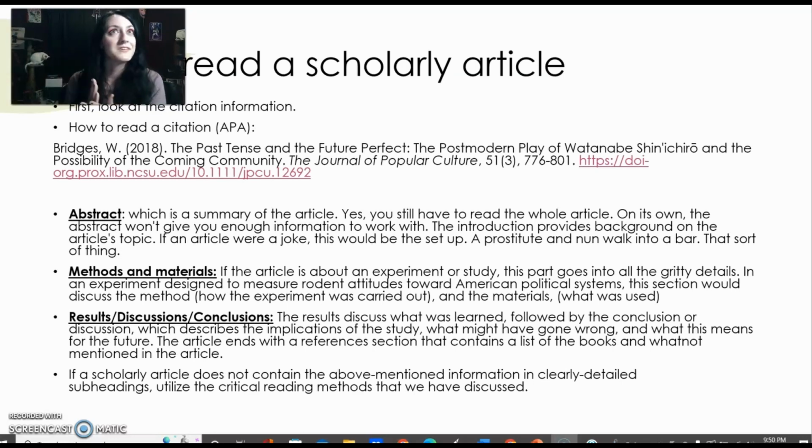So if you're in a time crunch, read the abstract, see if it's what you need, and then be strategic. Okay, if you need to know how they did these studies, look for their methods section, if they have it. Go to their results, go to their discussions, go to their conclusions, and that can be a very smart way to read for college. Now, if they don't have these types of subheadings, if they have subheadings that are in reference to their claim, just utilize the critical reading strategies that we talked about earlier.